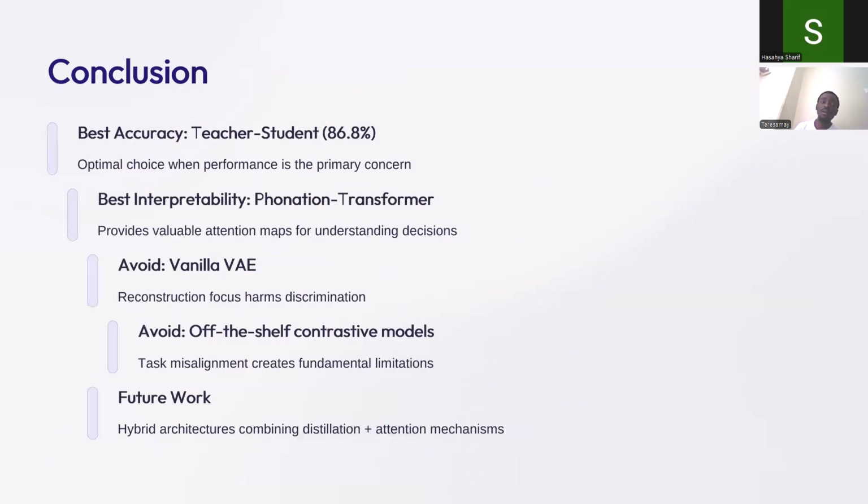And so in conclusion, the teacher student, which had 96.8%, was the optimal choice during our experiments. And then for best interpretability, it was the foundation transformer, which provides valuable attention maps for understanding decisions. So we are avoiding the vanilla VAE, which focuses on harmonic discrimination. And then the future work is hybrid architectures, combining distillation plus attention mechanisms, which were actually applied in our final models. Thank you very much.